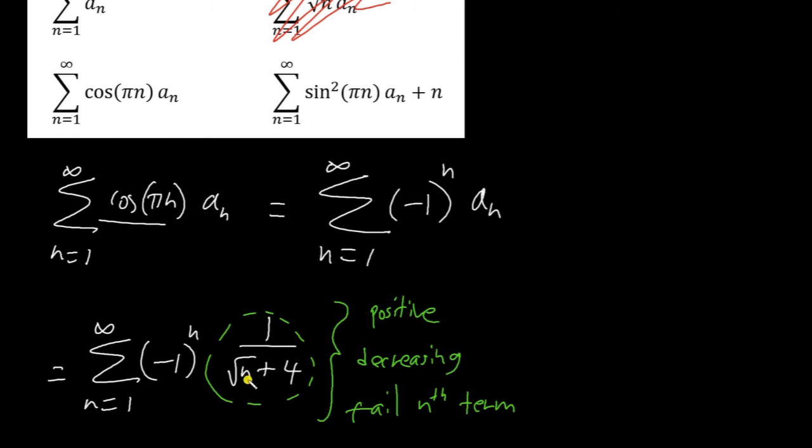Okay, so let's think, is it positive? Yeah, it's going to be always positive, right? Positive over positive is positive. Is it decreasing? Yeah, because the denominator is going to get bigger and bigger. And does it fail the nth term? Yes, it does, because the n is in the bottom. Okay, so we're good there. It meets our 3 conditions, so we can say that this series is going to converge by the alternating series test.